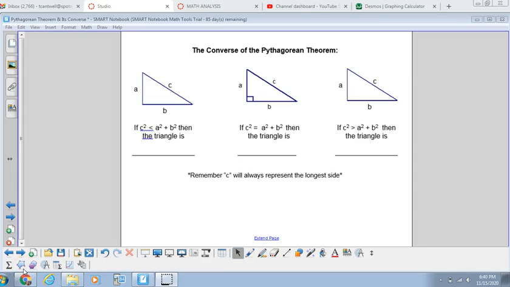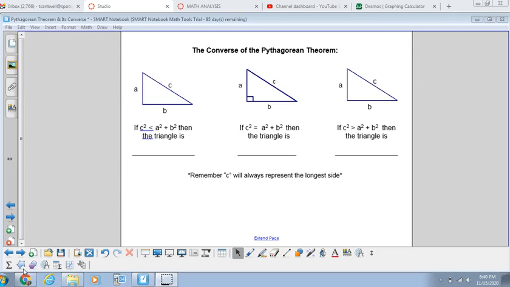This video we will talk about the converse of the Pythagorean theorem. Now as we know, and as we learned about in a previous video, the Pythagorean theorem says that if we have a right triangle, then a squared plus b squared equals c squared. That is, the sum of the squares of the legs is equal to the square of the hypotenuse.